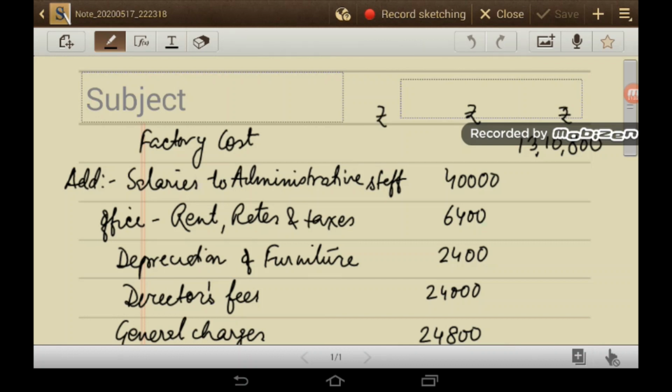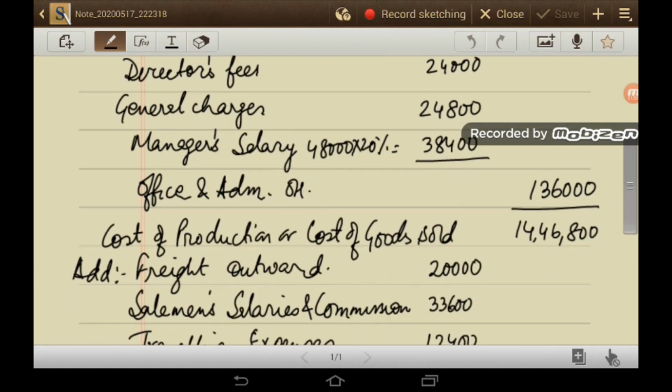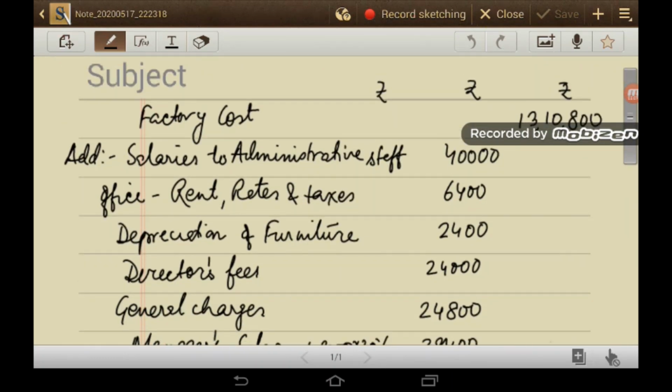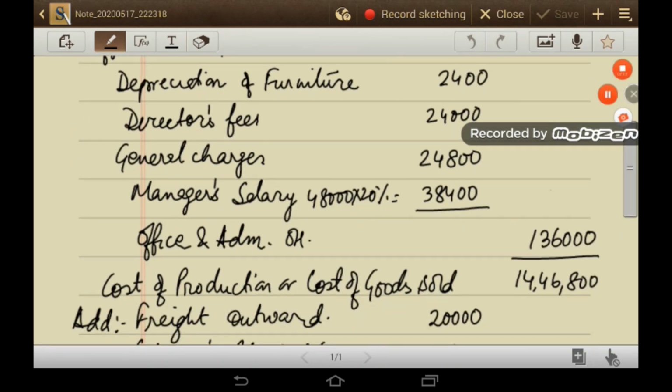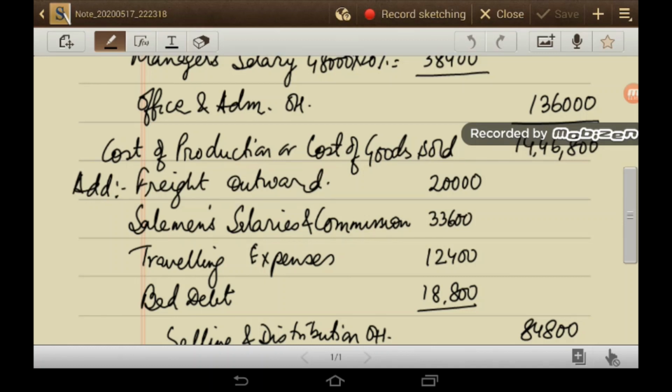So after getting the factory cost, we add the office and administrative overhead. So first is salaries to administrative staff 40,000, office rent, rates and taxes 6,400, depreciation of furniture 2,400, director's fee 24,000, general charges 24,800, manager's salary 48,000, 80% of 48,000 is 38,400. So total of administrative overhead is 1,36,000 added with the factory cost of 13,10,800 to get the cost of production or cost of goods sold of 14,46,800. Since we do not have the opening stock of finished goods and closing stock of finished goods, cost of production is equal to cost of goods sold.